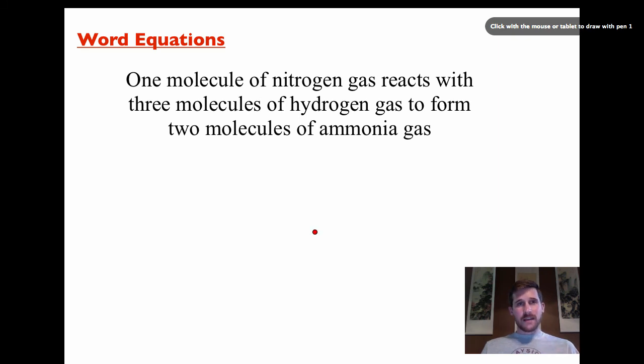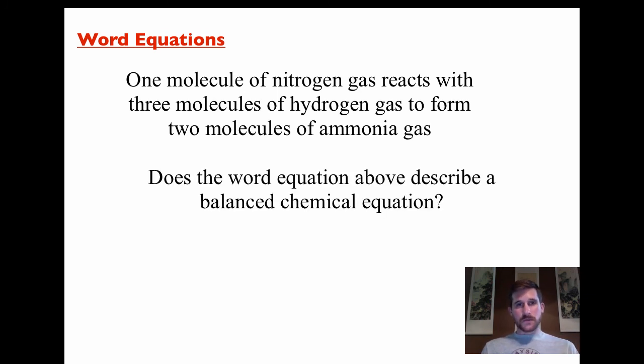All right, finally, one skill that you will become very good at this year is taking word equations and turning them into balanced chemical equations. So here's an example of that. 1 molecule of nitrogen gas reacts with 3 molecules of hydrogen gas to form 2 molecules of ammonia gas. You should start thinking about, how do I represent that in a chemical equation? How do these numbers 1 and 3 make it into the equation?